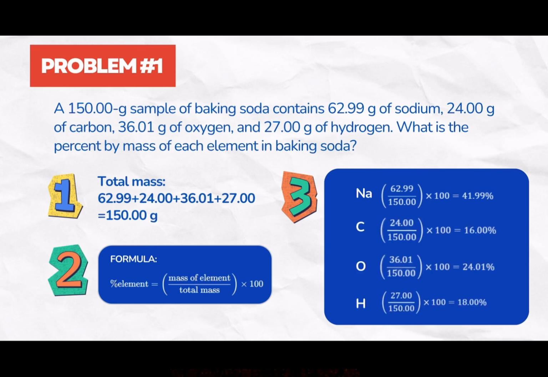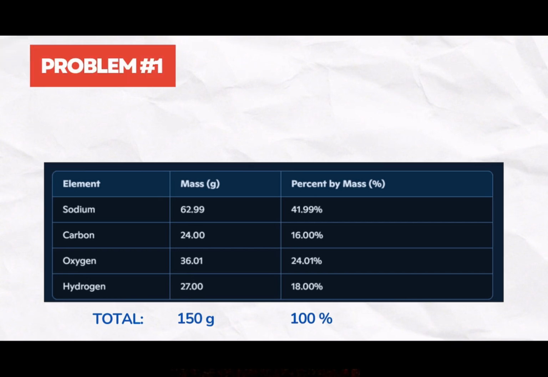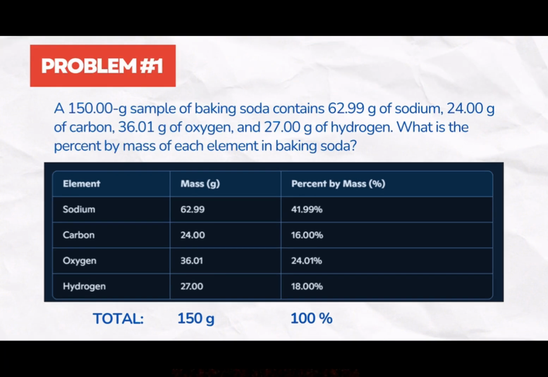And you could also present your answers in a table format shown here. Now, if you're wondering, do the percentages always have to add up to 100%? The answer is yes, because the total mass of all the elements equals the total mass of the compound. All the parts must add up to the whole, or 100%.